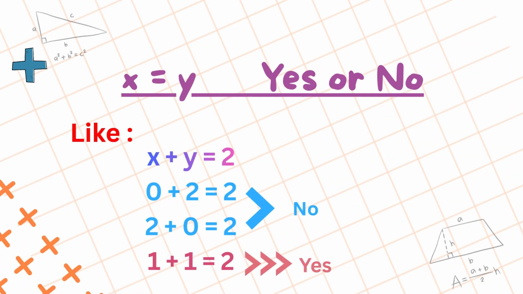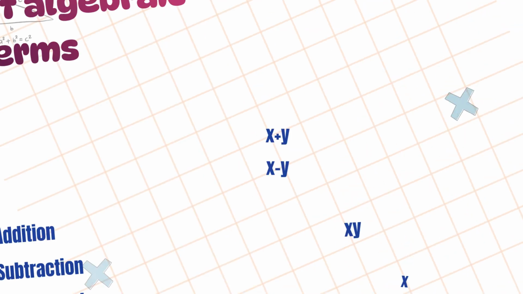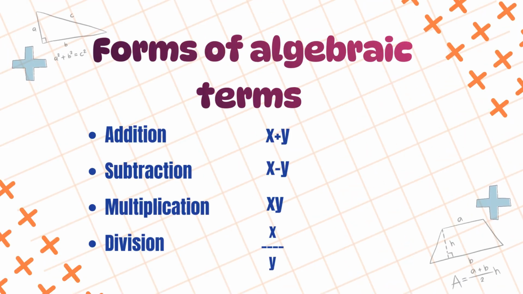Now, can x and y be the same? Let's test it. For x plus y equals 2, x and y can be 0 or 2. Also, x and y can be equal to 1. So yes, different unknowns can have the same or different values in a problem. Algebraic expressions can include addition, subtraction, multiplication, and division.